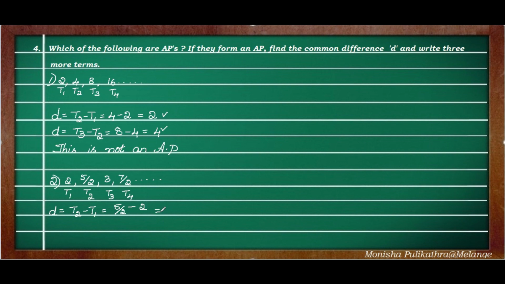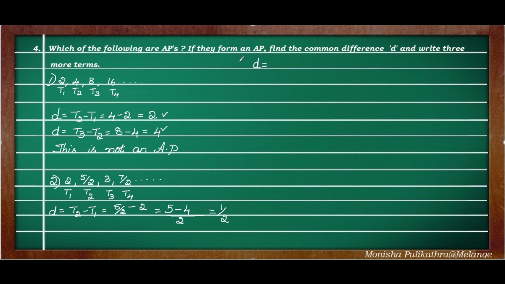Here the LCM will be 2. If the denominator is 2 and the LCM is 2, the numerator will remain as it is. Next, here the denominator will be 1. So 1 2s are 2 and 2 2s are 4. So 5 minus 4 is 1 divided by 2. So 1 by 2 is the first common difference that we get here. Going on to the second common difference.